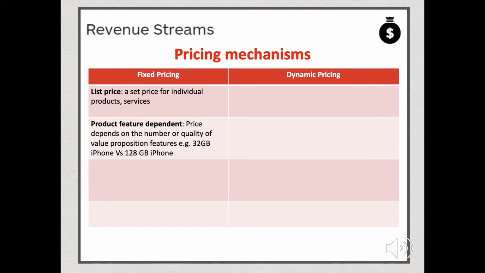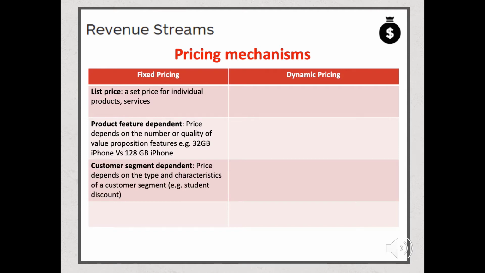We can also have pricing mechanisms based on the actual features of the product. So this is where the price depends on the number or quality of the actual value proposition features. So you might think of this when you're buying a new phone. Maybe there's different price points and different options based on the storage, or you might buy software based on certain features that are available on that software.